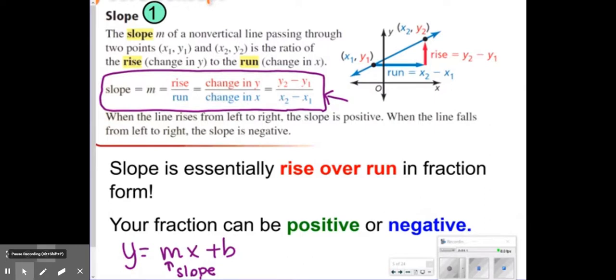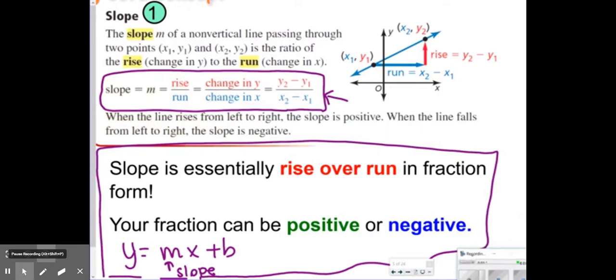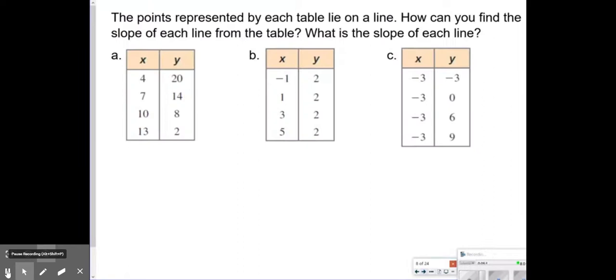So basically, when the line rises from left to right, the slope's positive. When the line falls from left to right, the slope is negative. Essentially, slope is going to be rise over run in fraction form. And your fraction can be positive or negative depending on what your slope is doing. So I'm just going to get you to copy down what's in purple, unless you want to copy down the whole slide. Let's go.